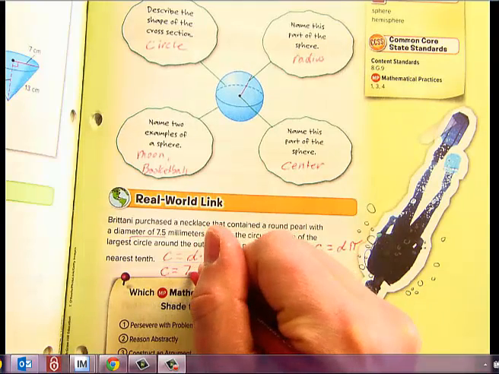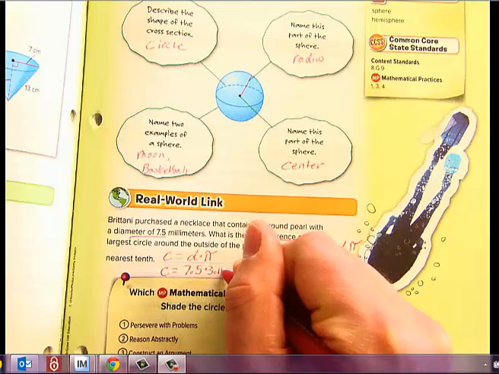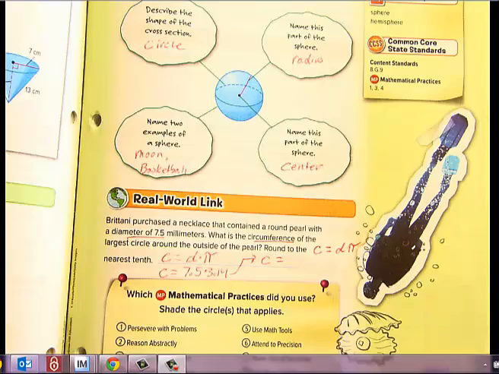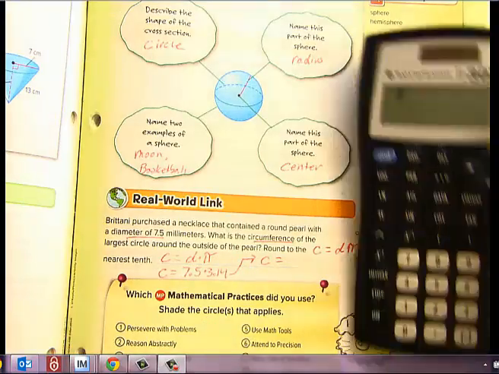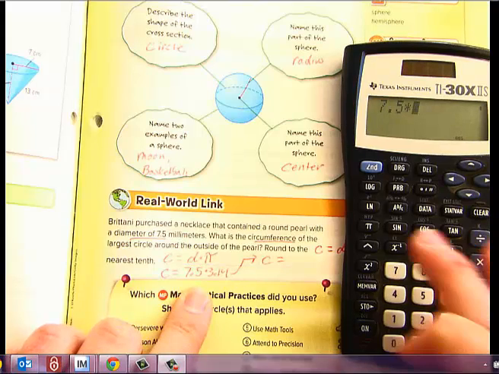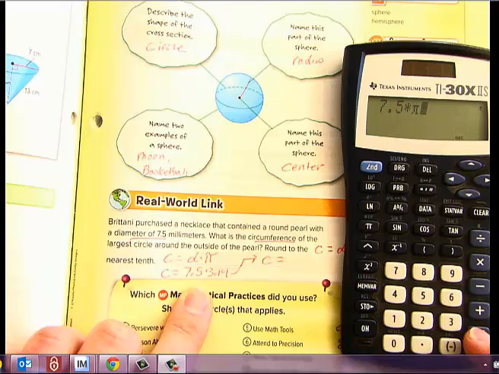Underneath, I plug in what I know. My diameter is 7.5. Pi is 3.14. So then all I have left is multiplication. So I'm going to multiply with my work. So I'm going to take 7.5. Now I'm actually going to multiply with the pi button because that's what your book wants you to do on your assignments, is use the pi button, not just 3.14.